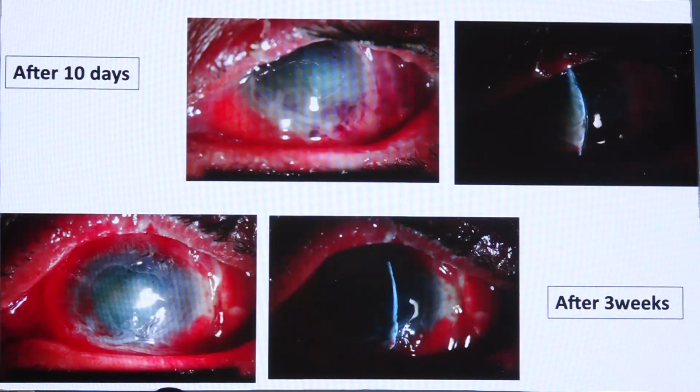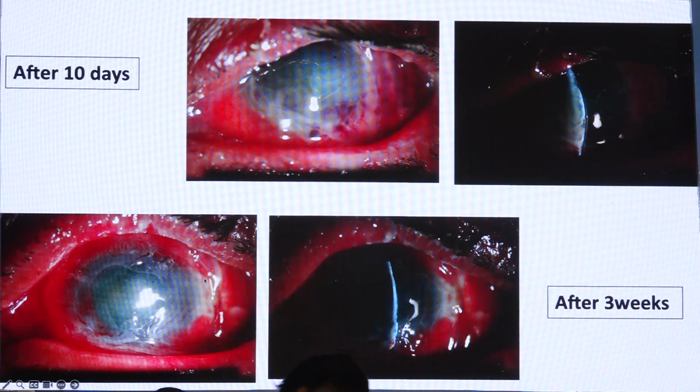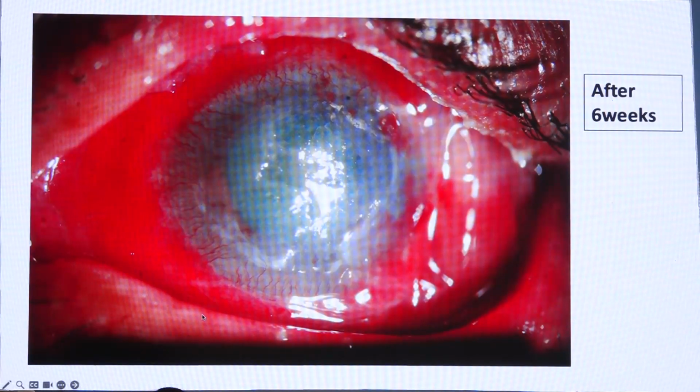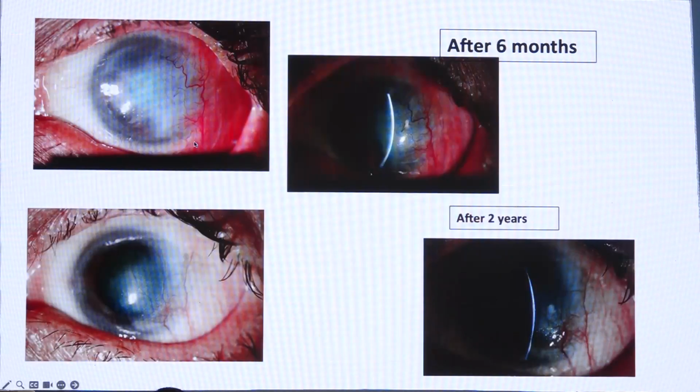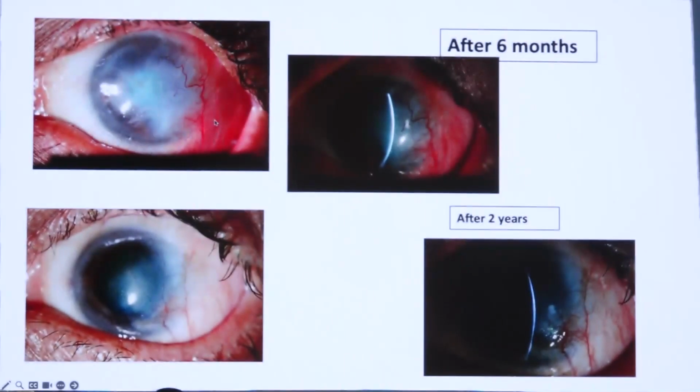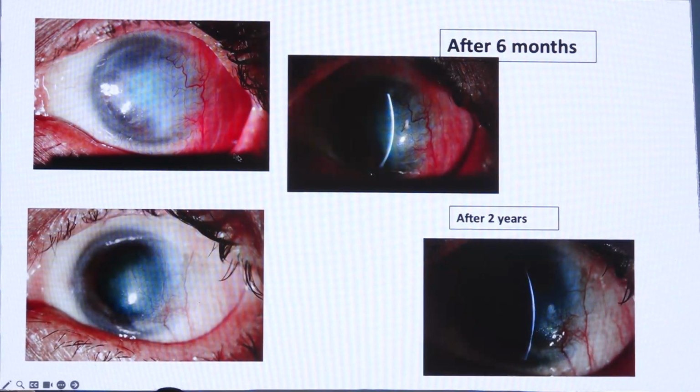Now this patient came after 10 days. So this ischemic part is getting better. And after 3 weeks, you can see that vascularization has started now. After 6 weeks, this patient developed a large epithelial defect. So at this visit, I started this patient on autologous serum, 20%. And after 3 months, the ischemic part is getting better. Now after 6 months, there is no scleral ischemia. There is vascularization, but this patient developed some scarring.